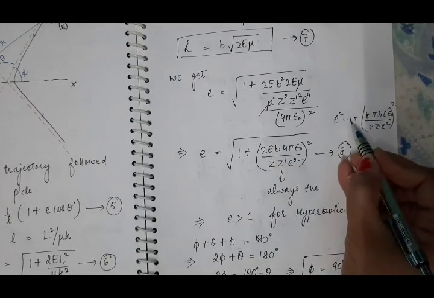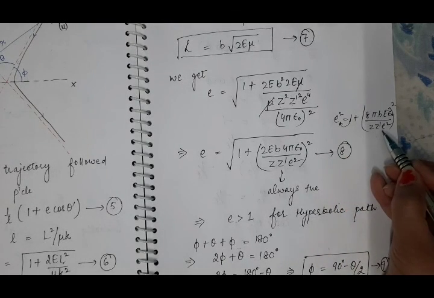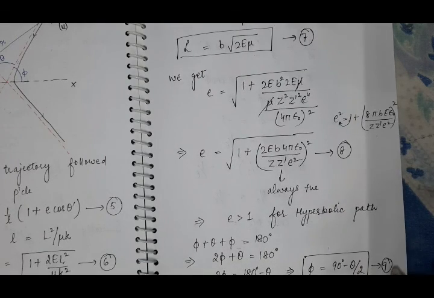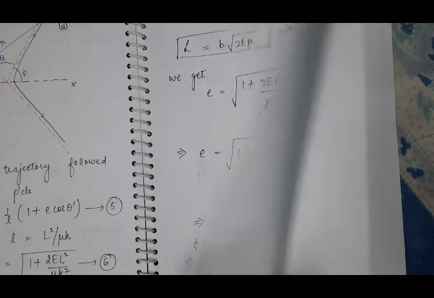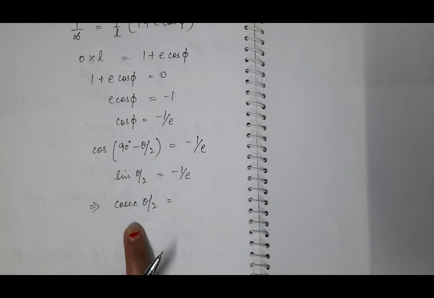And when you move this 1 to this side, you get E square minus 1 is equal to this term. So actually, we have to find the value of E square minus 1 in terms of a trigonometric function. That is why we are finding this cosecant, to calculate the value of E square minus 1.